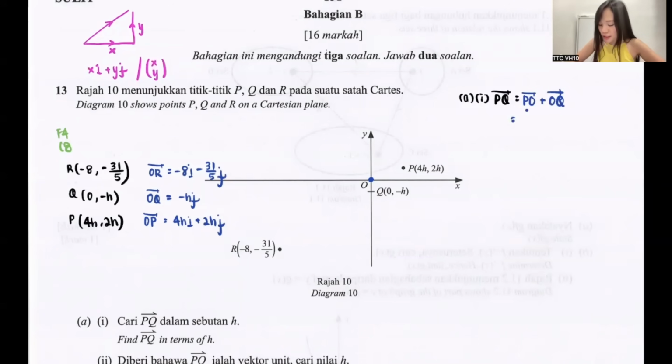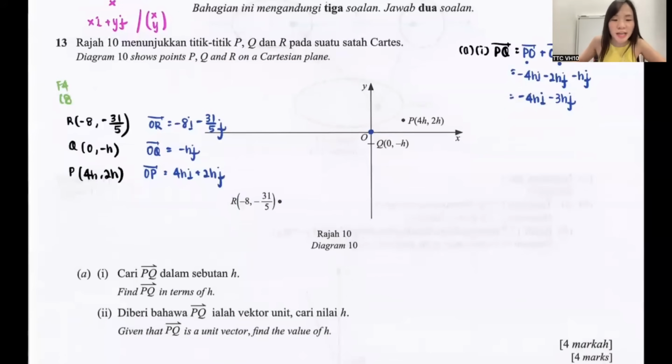Isn't it like that? You will start from P, you will end with Q. So P to O is actually just the reverse of OP because the direction is reversed. So positive 4 becomes -4. Positive 2H becomes -2H. Then how about OQ? OQ exactly is just this, -HJ. So -4HI, -2HJ minus 1HJ is -3HJ. That is A1. Let's move on.